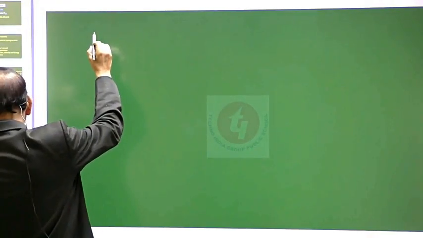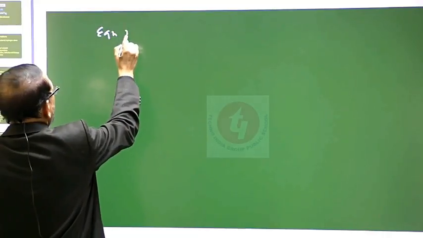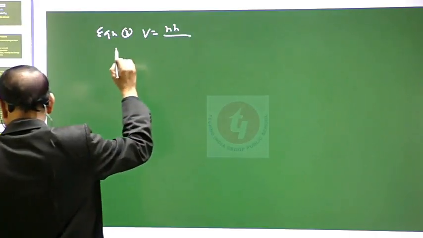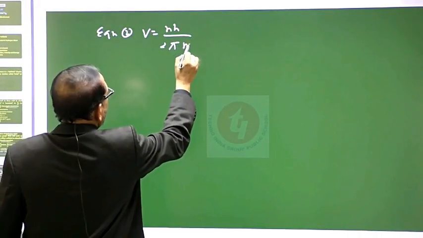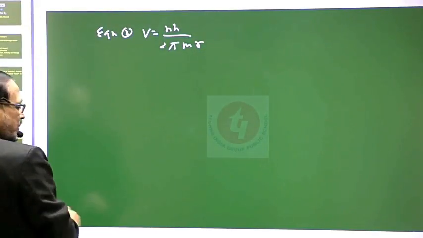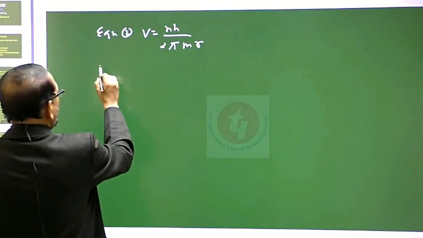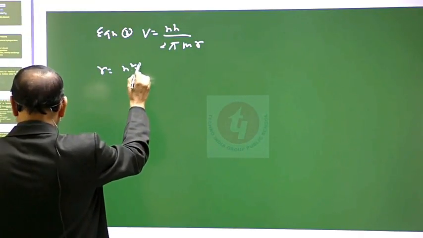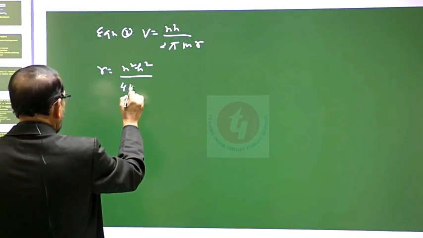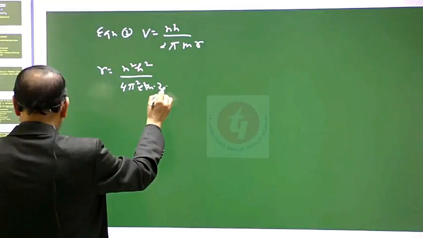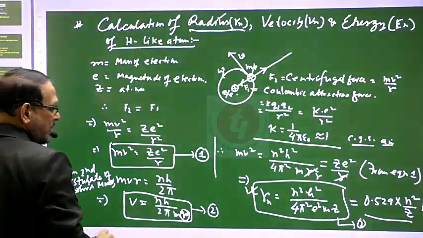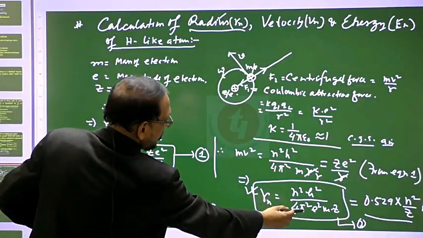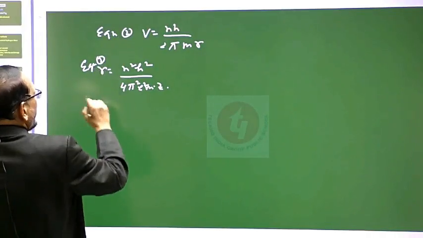We know equation 2 is v is equal to nh by 2 pi mr. Now already we know r is equal to n square h square by 4 pi square e square m into Z. This is from equation number 3. From equation 3, we can get this value of r.